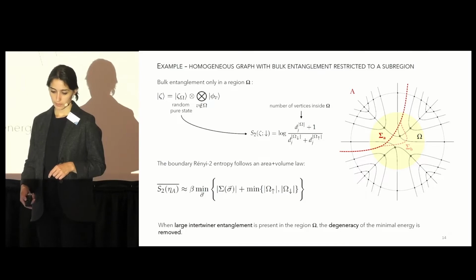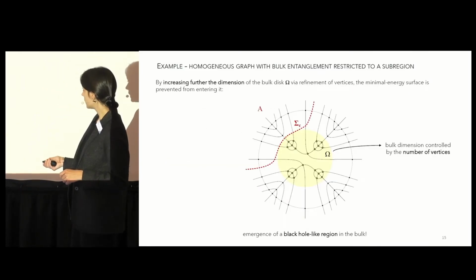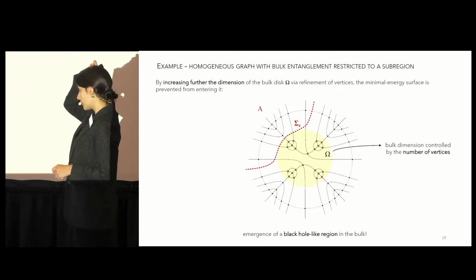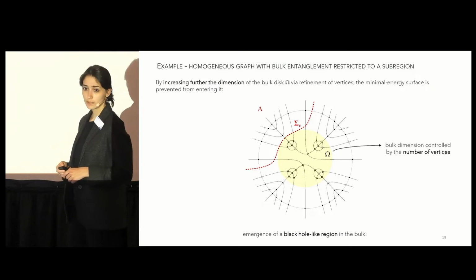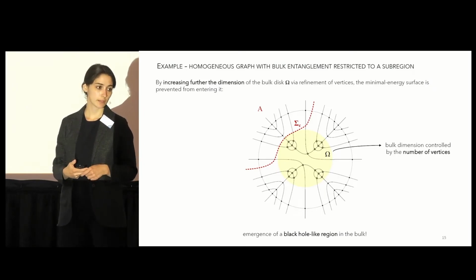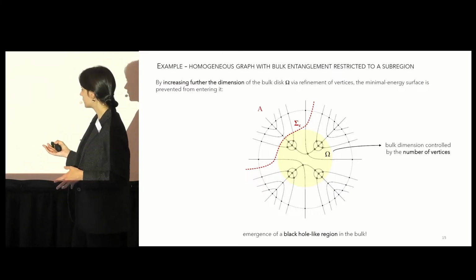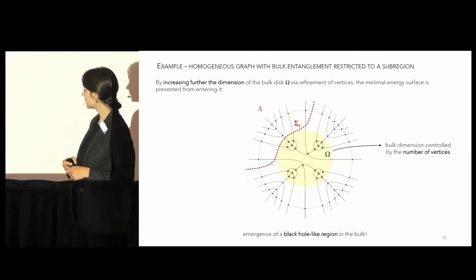But the more interesting picture is the one in which we increase the entanglement content of the bulk, and so we reach a regime in which the domain wall, the Ising domain wall, is prevented from entering this region. So this region is effectively behaving like a black hole-like region. So by probing the entanglement entropy of the boundary, we cannot get information from it.